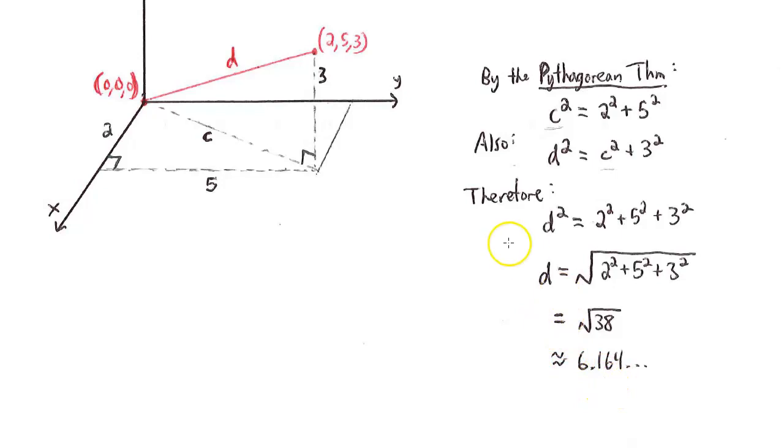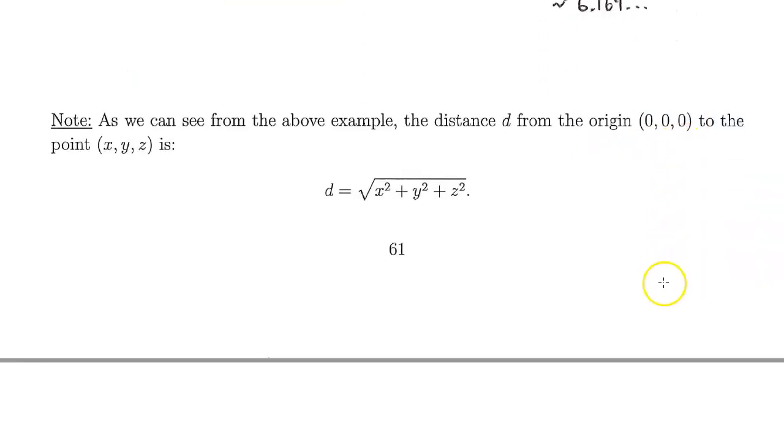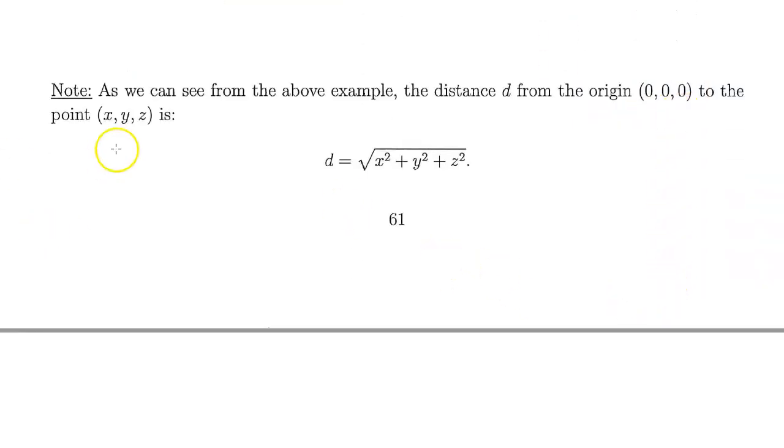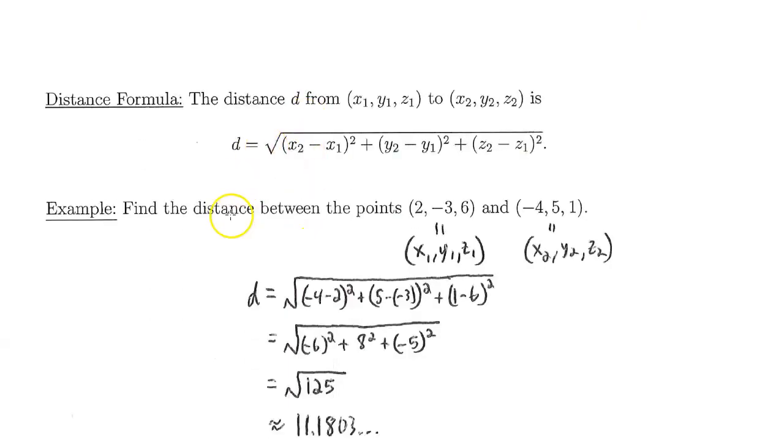Notice though, there was nothing really special about the 2, 5, and the 3. If I wanted to find the distance from the origin to any point, it would end up being the square root of the first coordinate squared plus the second coordinate squared plus the third coordinate squared. In fact, we have this little formula. As we can see from the above example, the distance from the origin to some point (x, y, z) would be this: d is the square root of x squared plus y squared plus z squared.